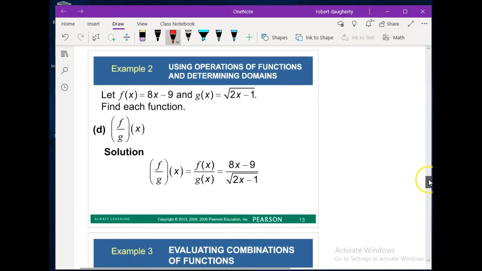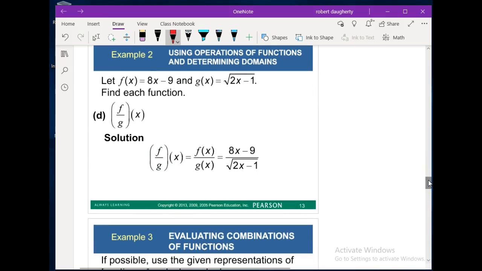And now we'll look at a quotient. What is f divided by g of x? By definition, that is just f of x divided by g of x. What is f of x? That's 8x minus 9. What is g of x? That's the square root of 2x minus 1. So f over g is 8x minus 9 over the square root of 2x minus 1.